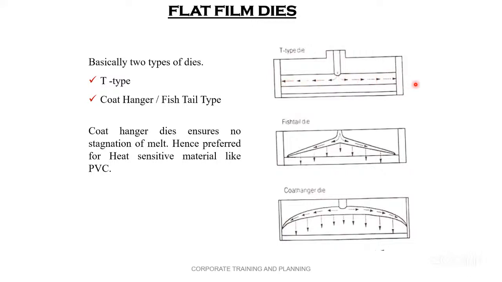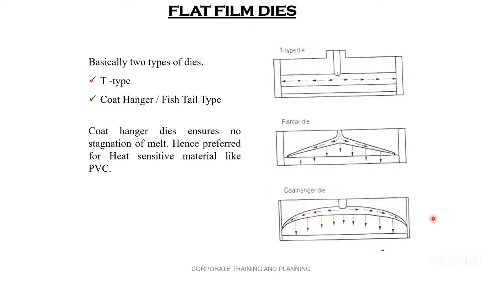Basically, this is also called a coat hanger die or fishtail die. See, this is a fishtail die. See the die shape, it's like a fish tail, and therefore it is called a fishtail die. See now here, material going like this and like this, and then gets spread. But see now here, the material coming from this place goes straight like this. It is spread here also, it is spread here also.